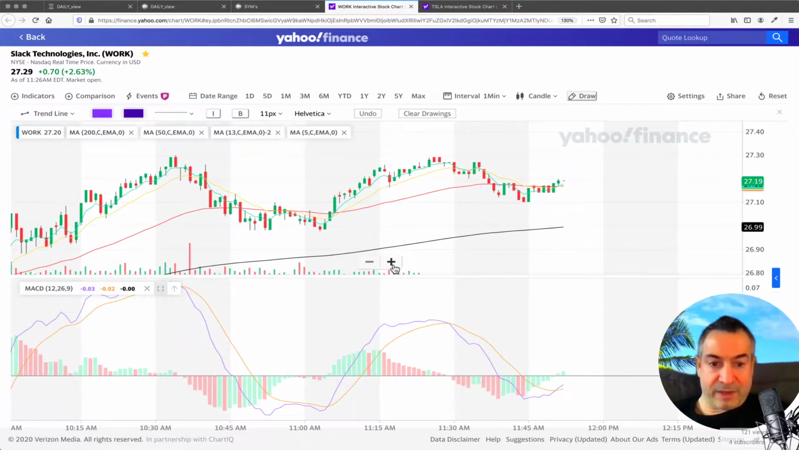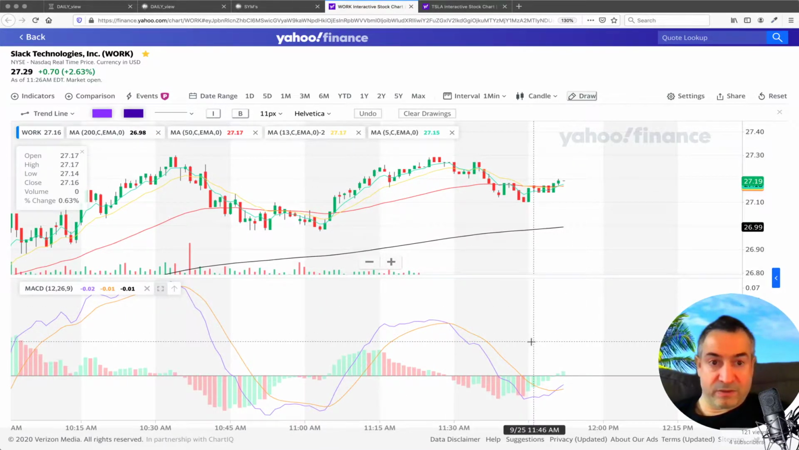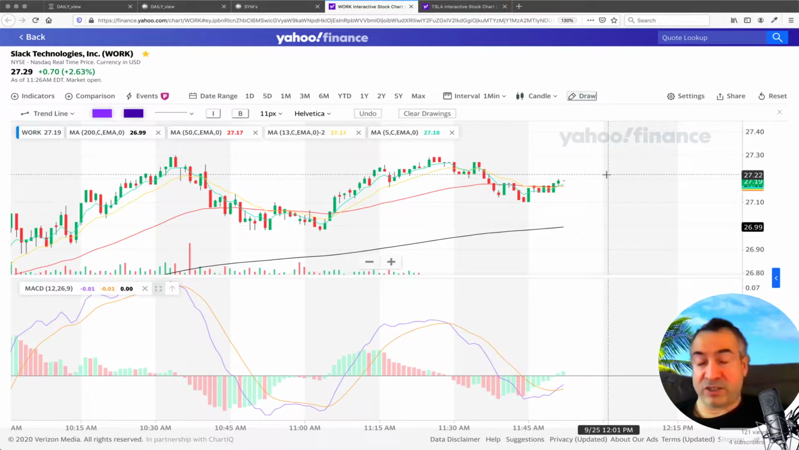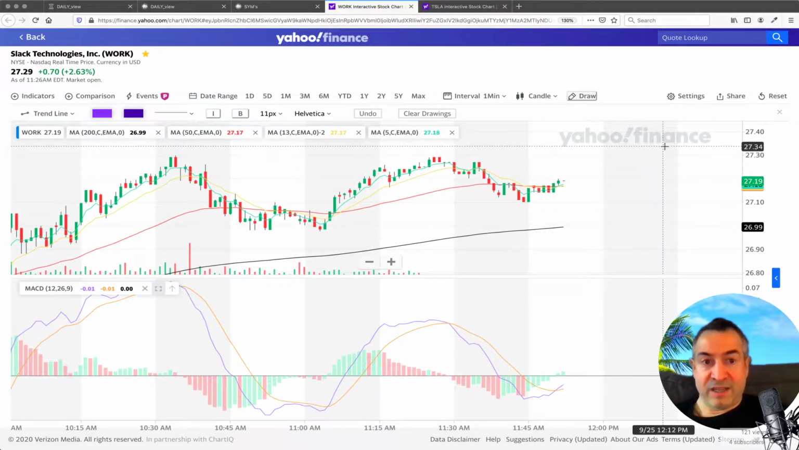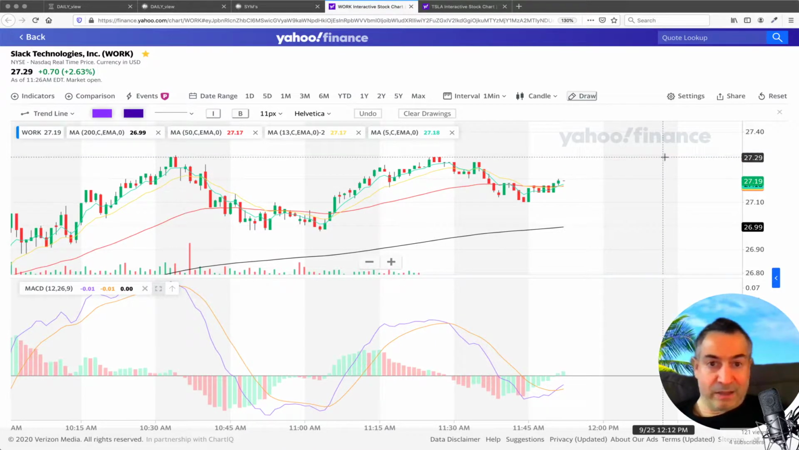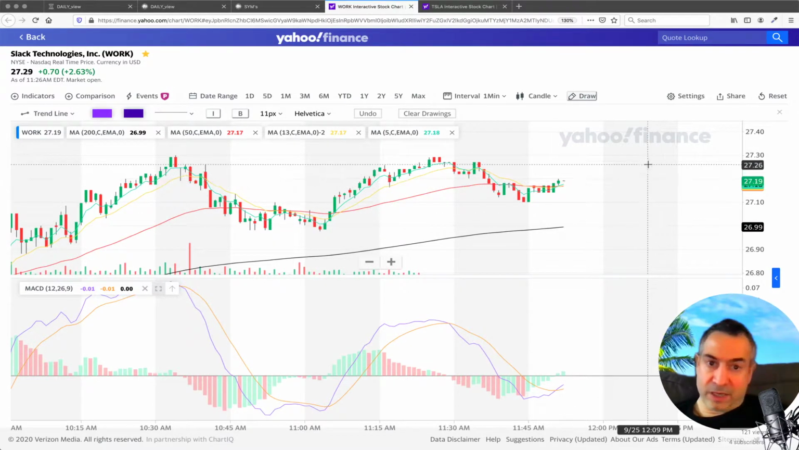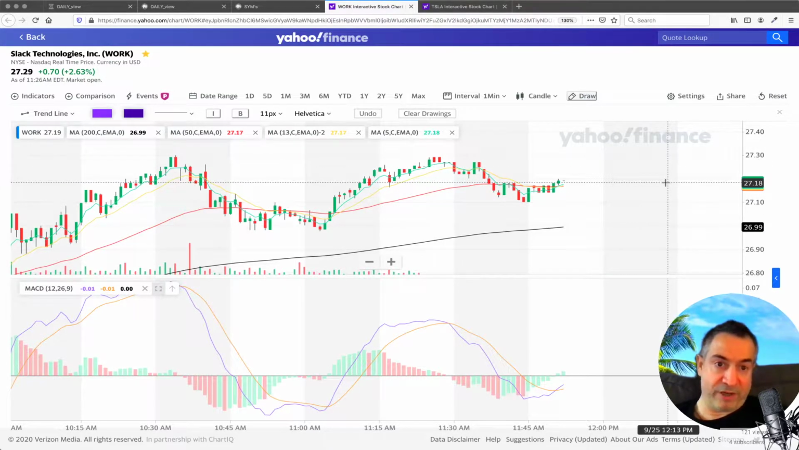But let's see, look at work. It's recovering, it's turning around, it's dancing around the 50 moving average. That's a really good sign. That's a sign of health, because it's above the 200 moving average, and most of the time, or 50% of the time, it's above the 50 moving average. So that's really good.